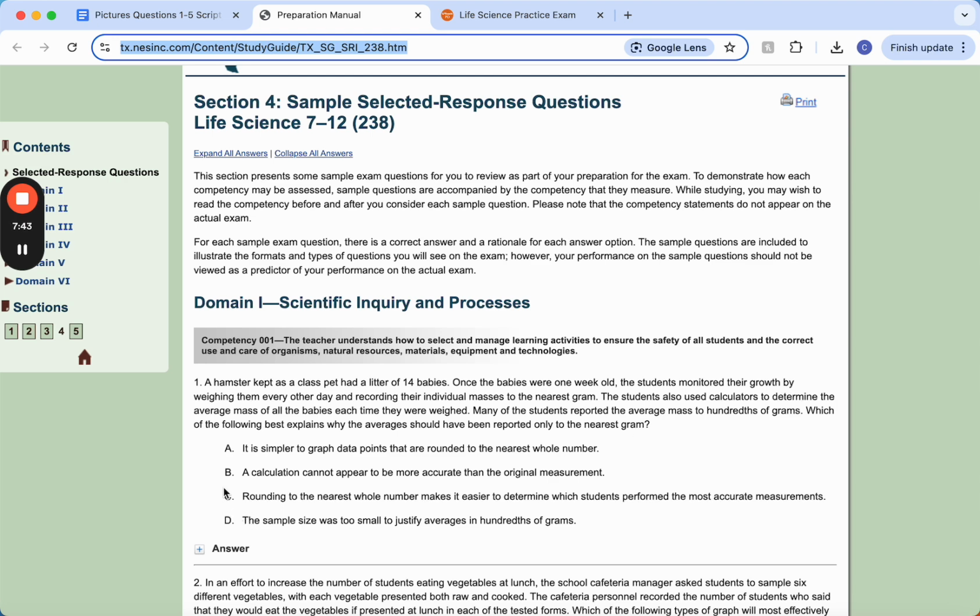And a reminder here that our correct answer is B. A calculation cannot appear to be more accurate than the original measurement. So if the original measurement was done in grams and all of a sudden we're reporting to the hundredths or thousandths, it's not going to line up. It's going to look weird. It's not going to be very accurate. We want to keep our numbers consistent. And in science, we use significant figures, or significant digits, you'll hear both of those terms, in order to determine how many we should use.